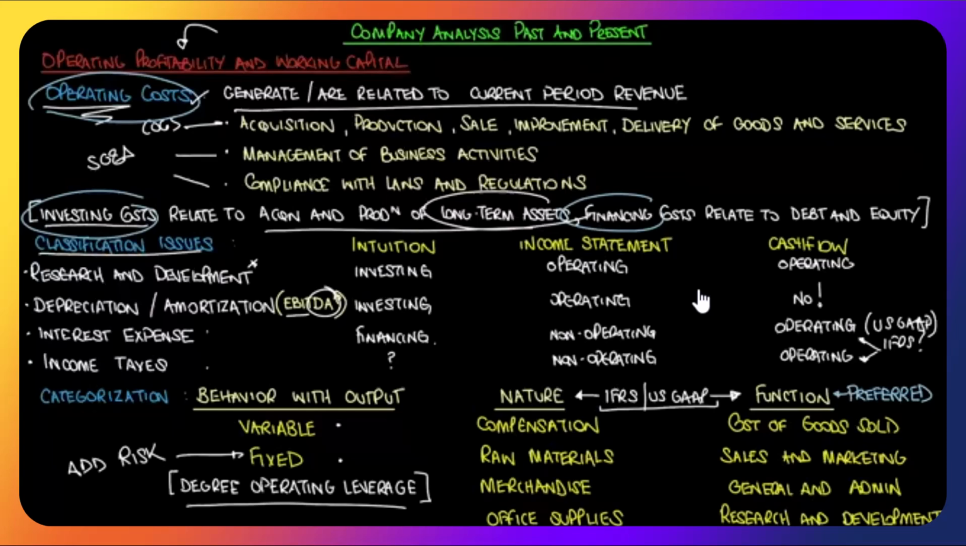IFRS and US GAAP both say in the income statement, costs should be split by nature, categories like compensation, raw materials, merchandise costs, office supplies, etc., or by function. Function is allowed by accounting standards and preferred by most businesses, most industries. So you see the classic cost of goods sold, sales and marketing, general and admin, and so on. This is what we are intimately familiar with from FSA. It would be nice to have variable and fixed. We don't tend to have it if we are a sell-side analyst using publicly available information.